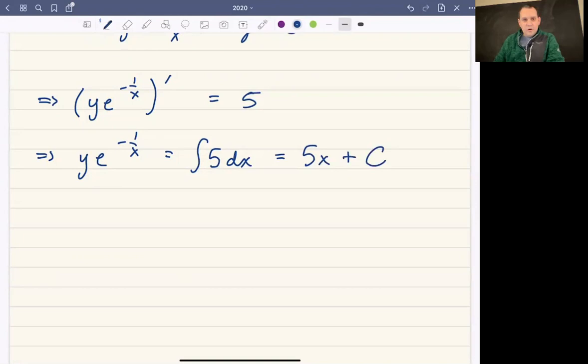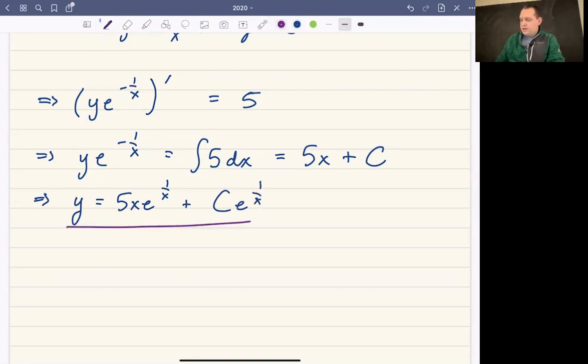Finally, our goal is to solve for y. So we'll multiply both sides by e to the 1 over x. This tells us that y is going to be 5x e to the 1 over x plus c times e to the 1 over x. And that's going to be our solution to the differential equation that we solved.